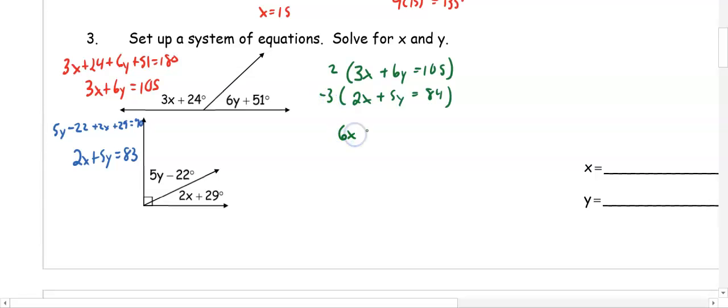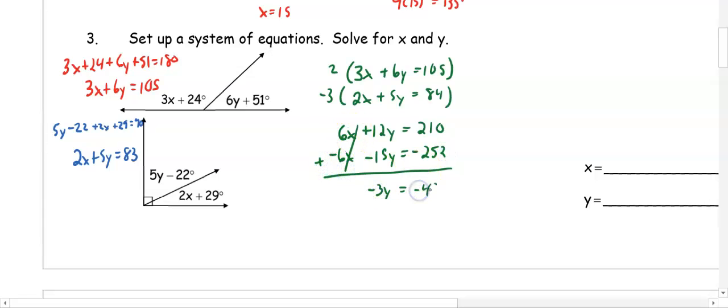So I get 6x plus 12y equals 210. I get negative 6x minus 15y equals negative 252. So we add straight down, the x's cancel, negative 3y equals negative 42. When we divide by negative 3, y is 14.